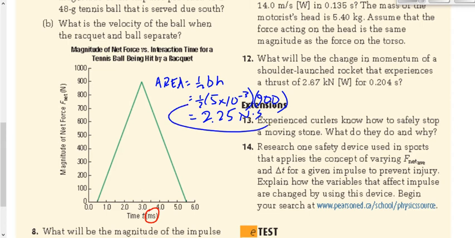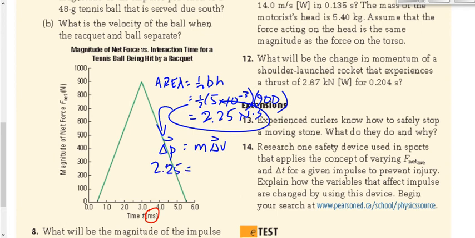Now the answer to B, what's the velocity of the ball when the racket and the ball separate? Remember, there's one other thing that we can do with these problems involving force versus time graphs, and that is to set the impulse equal to m times delta v. But you guys know, of course, that's my only other option. I'm not going to set it equal to F times t because the force is changing. Got to stick with m times delta v. Look, I already know the impulse. It's the area. So let's set that equal to 2.25.